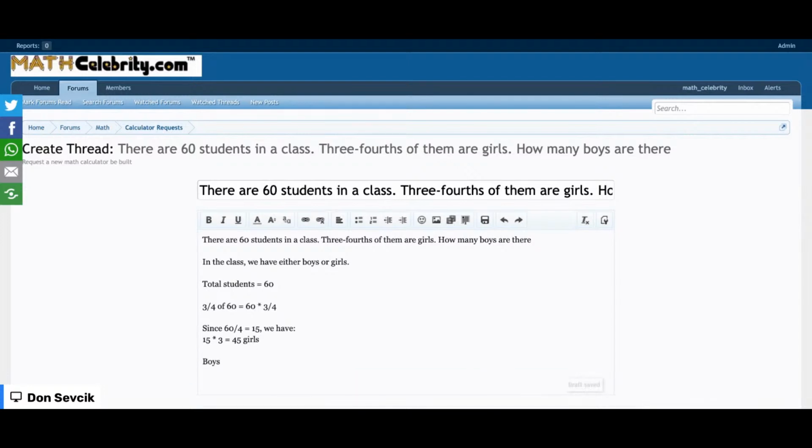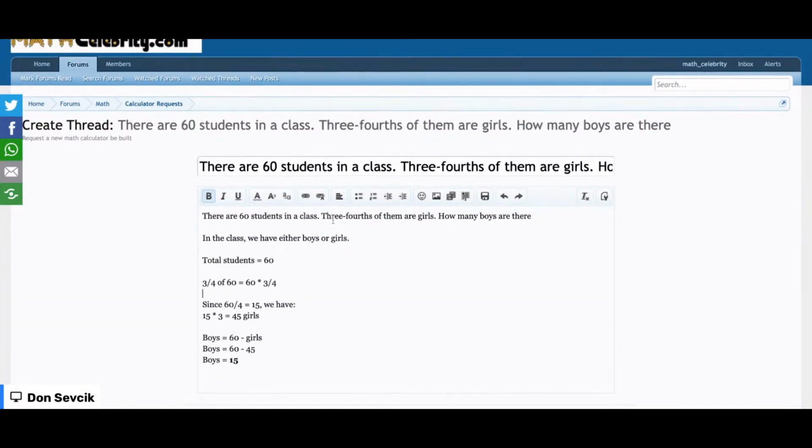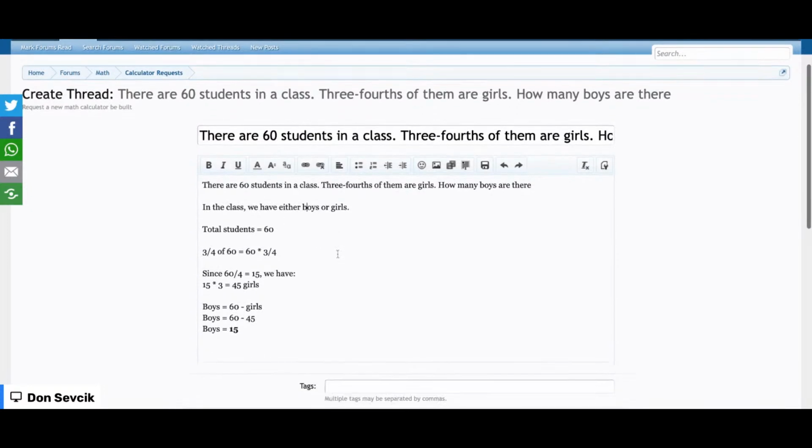Boys equal 60 minus girls. Boys equal 60 minus 45. Boys equal 15. This is one way to solve this problem. The other one you could have said is if 3/4 of them are girls, we know that 1/4 by subtracting fractions is boys. 1/4 of 60 is 15. Either way is fine.